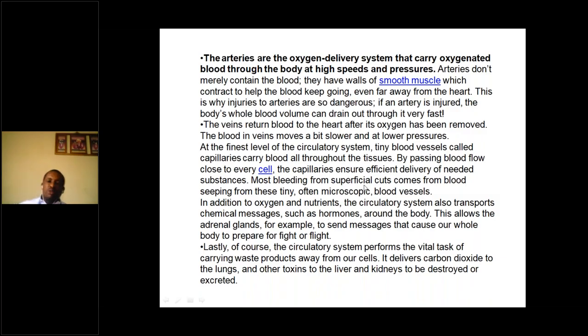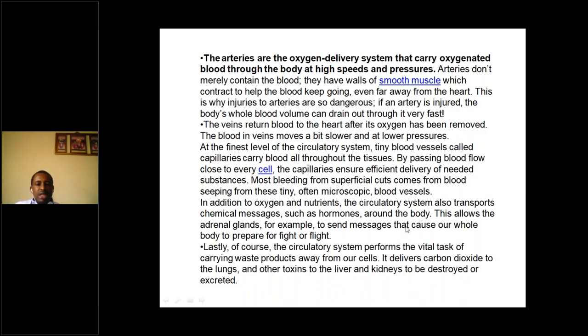So most bleeding from a superficial cut comes from blood seeping from these tiny, often microscopic blood vessels. There are times you have an abrasion on your hand, you see little blood, they are coming from the capillaries. But if the cut is major, it will be coming from the arteries.